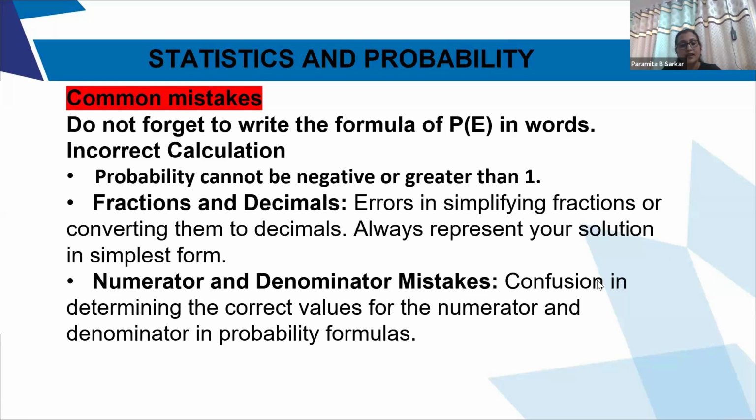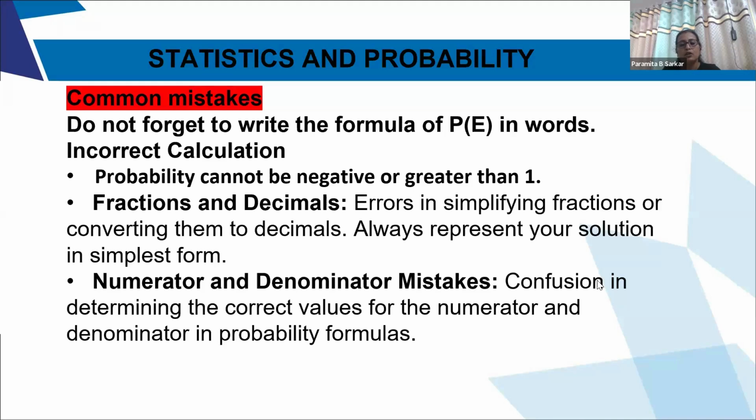Now, incorrect calculations: the probability cannot be negative or greater than 1. Suppose in some calculation you are getting a probability that is negative or a probability which is greater than 1, you should know that that is your wrong calculation. Check your calculations and then you will get the correct answer.